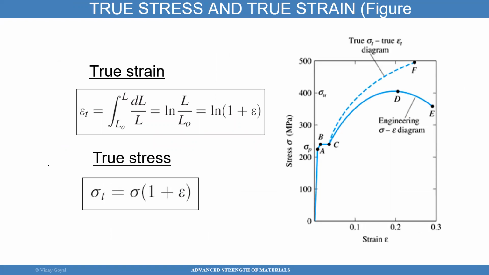As a consequence, you can determine what the true stress strain curve looks like by taking the integral of dL divided by L. When you do that, you get the log of L divided by L naught, which is really ln(1 plus epsilon). So if I know epsilon, the engineering strain, which is equal to L current minus initial length, divided by initial length, that's what this is. If I know that engineering strain, I can calculate the true strain, the strain referring to the current length.